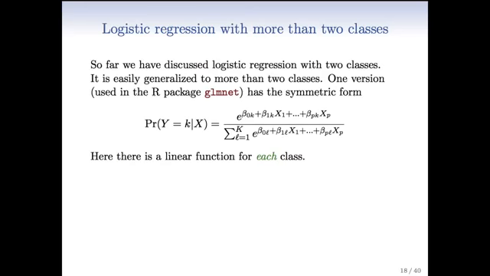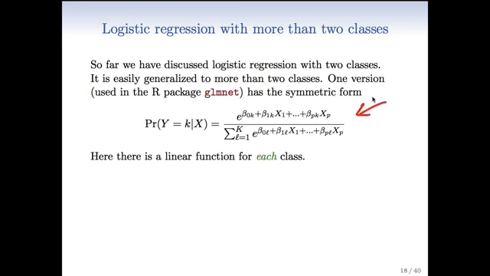Okay, what if we have more than 2 classes? Can we still do logistic regression? Well, we can. It easily generalizes to more than 2 classes. And there are various ways of doing this. One version, which is actually how we do it in the glmnet package in R, which you'll be learning more about, is we have this exponential form that we saw before, but modified for multiple classes.